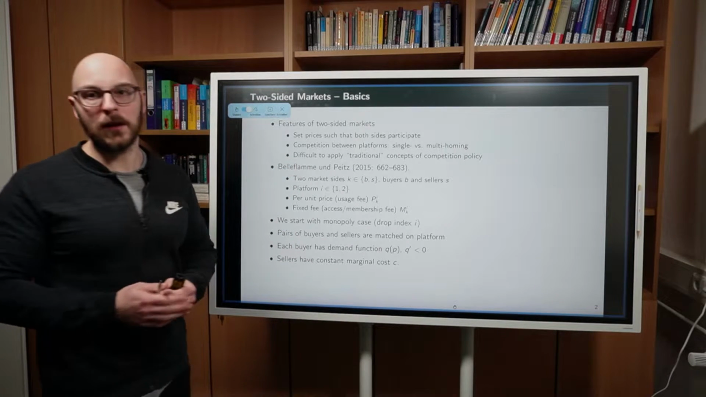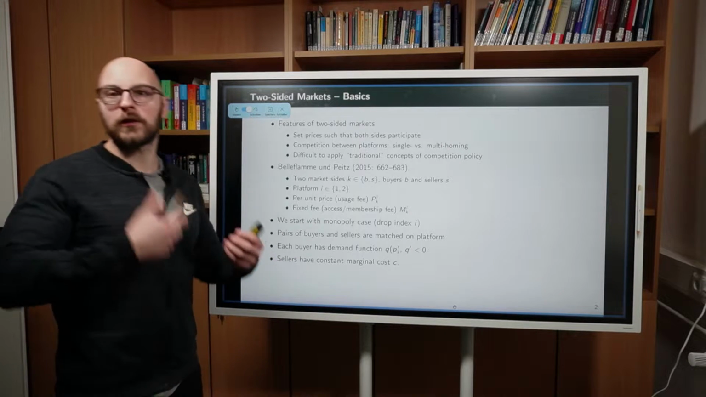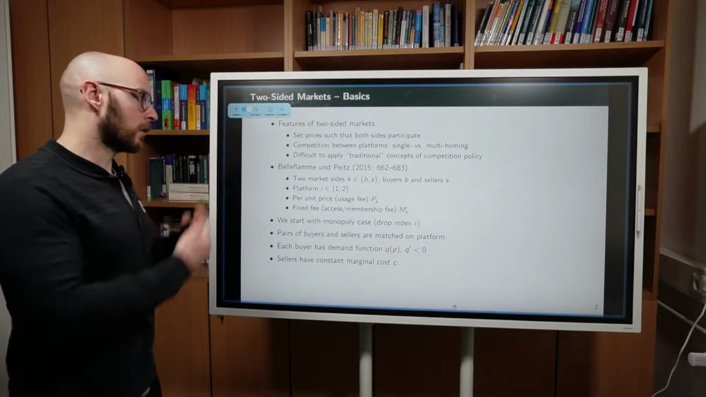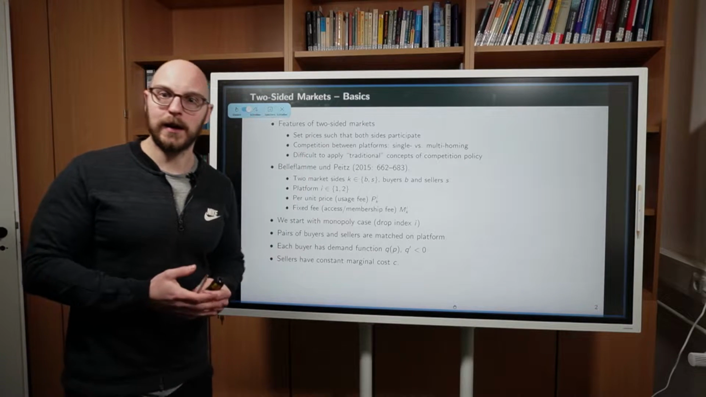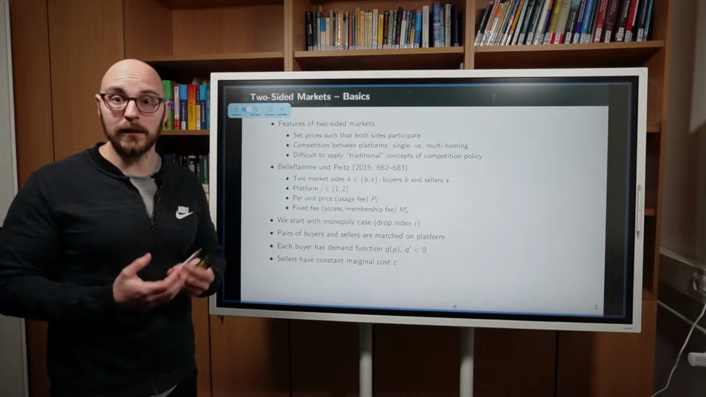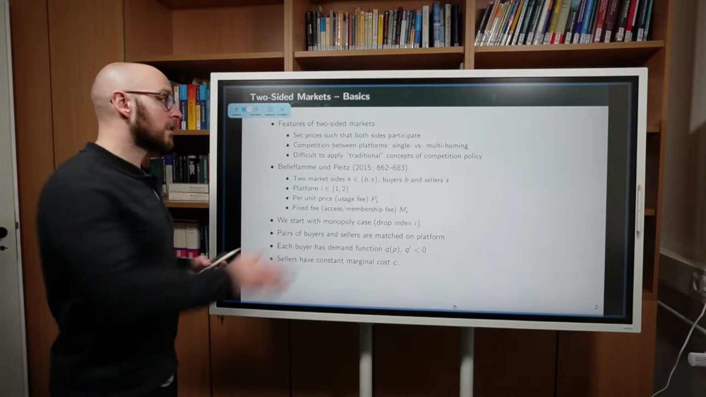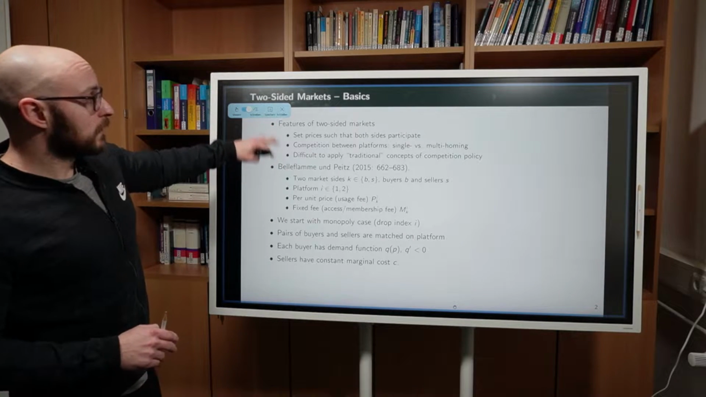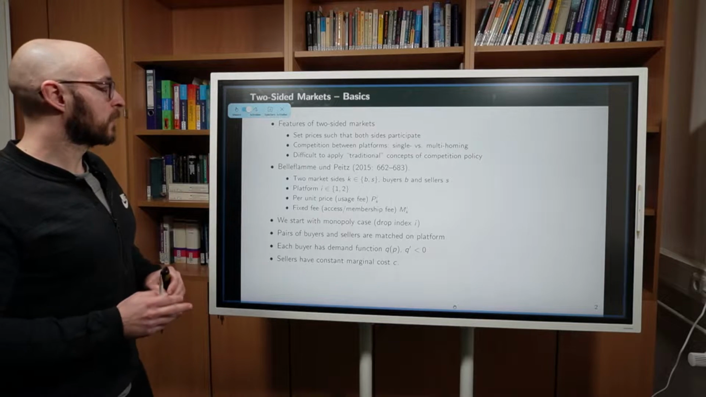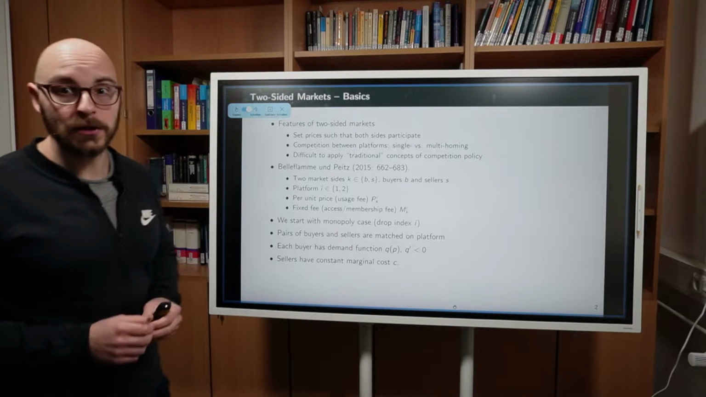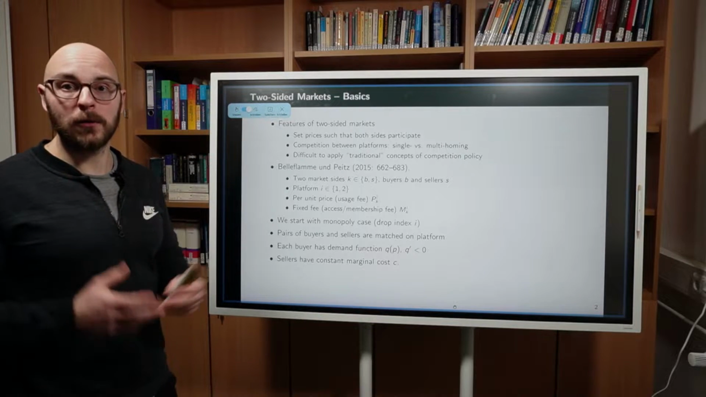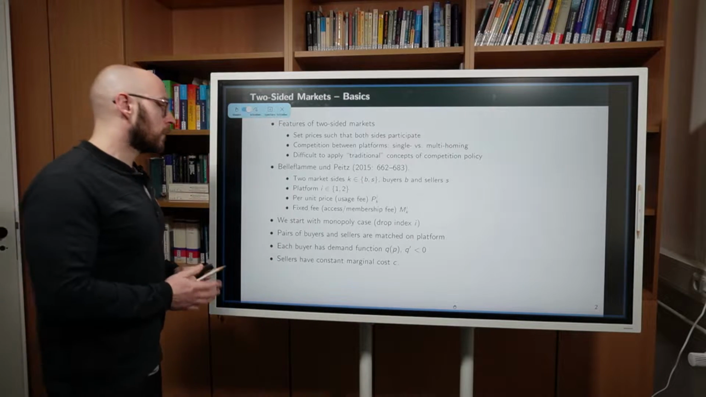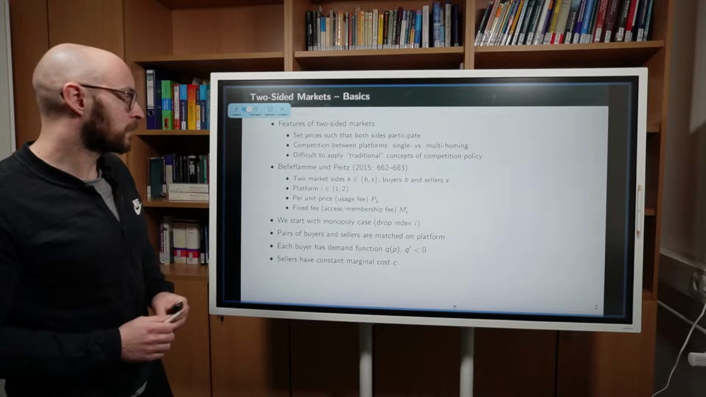Whereas multi-homing would mean that consumers use the Xbox and the PlayStation and, for instance, a PC at the same time, right? Or eBay would also be an example of a platform. And if you can easily go to another auction platform, then you basically are able to multi-home. And the problem is that due to these caveats, it is very difficult to apply our traditional concept of competition policy that we have learned throughout this course. In order to illustrate this entire concept, we're going to use the model that is established in the textbook of Belleflamme and Peitz.